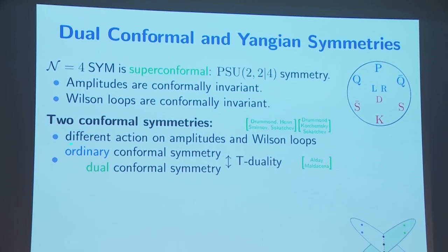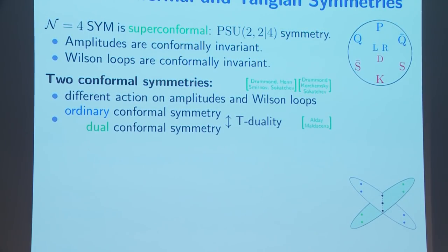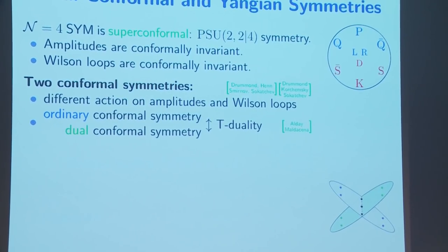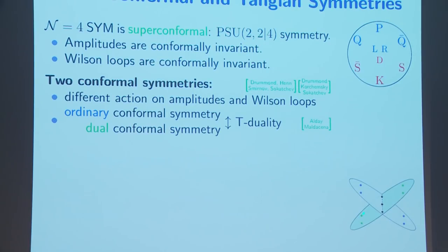However, the conformal symmetry that you have here acts in a different way on amplitudes and Wilson loops. So you have some symmetries which act in the ordinary way on amplitudes, but these are not the same symmetries as in the other picture. And so you get two different sets of conformal symmetries which by this duality are related by T-duality. But the interesting point is that these are not completely distinct. They overlap on a certain subset of the generators. So some of these generators act the same in both pictures, and some generators act differently.